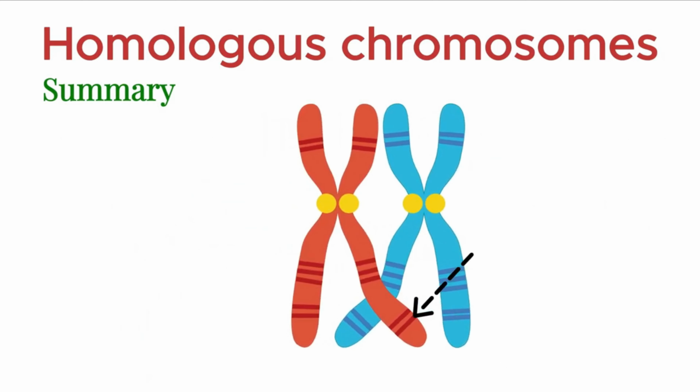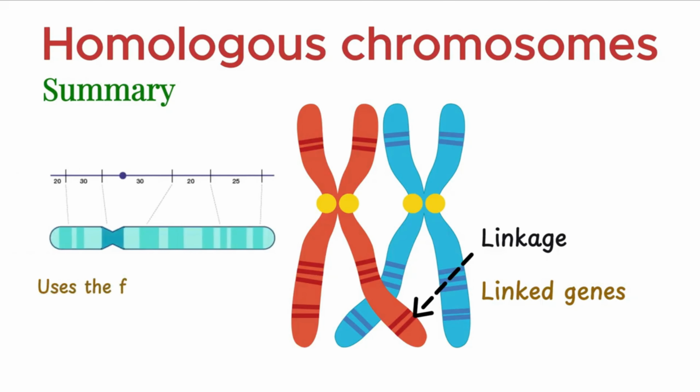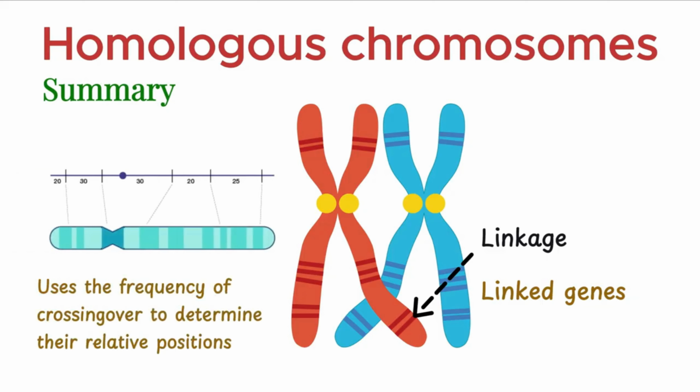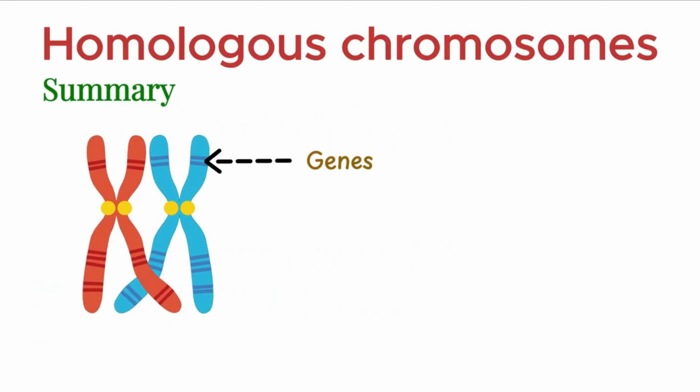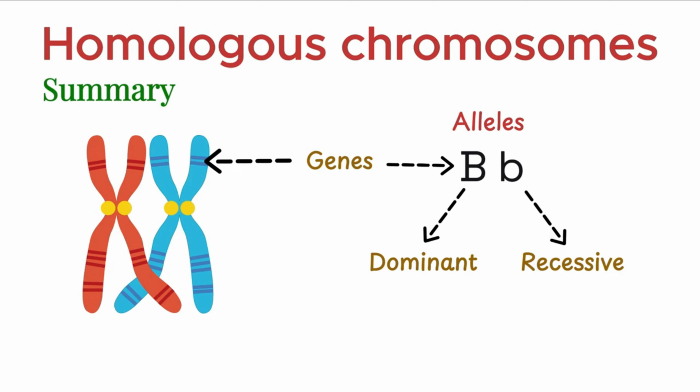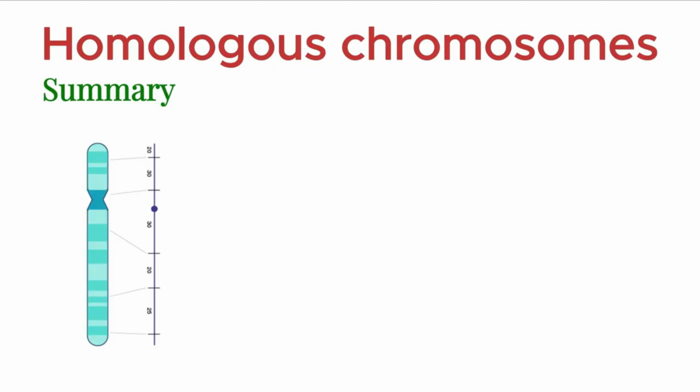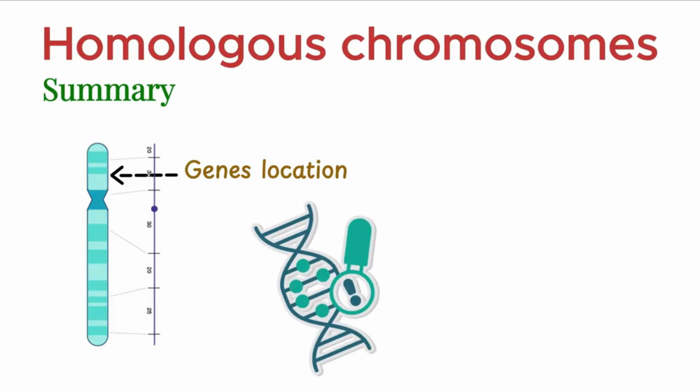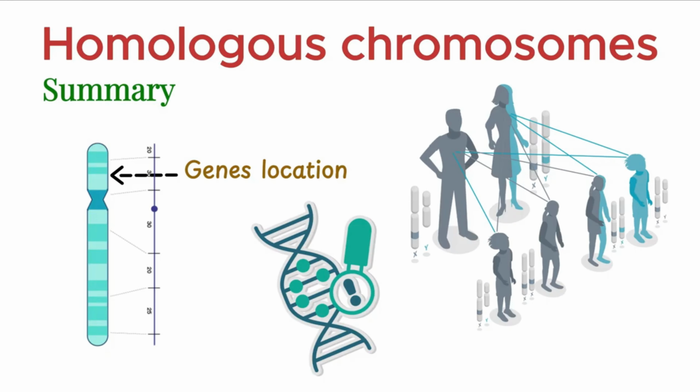Genes located close to each other on a chromosome tend to be inherited together. This phenomenon is called linkage, and such genes are called linked genes. Gene mapping uses the frequency of crossing over between genes to determine their relative positions on a chromosome. The distance between genes is measured in centimorgans, where 1 cM equals 1% chance of recombination. Genes are the units of heredity. Each gene can have multiple versions known as alleles. One may be dominant and the other recessive. The specific position of a gene on a chromosome is called its locus. Using gene mapping, scientists can determine the location of genes, understand genetic disorders, and trace inheritance patterns across generations.